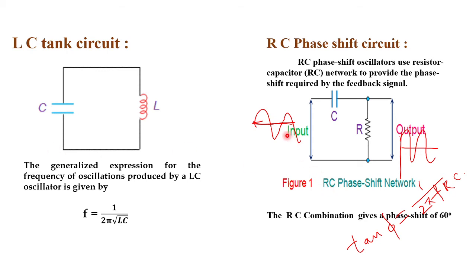This change in phase angle between input and output for a single RC network is 60 degrees. So how will you calculate this 60 degrees? By this equation, 1 upon 2 pi f RC, for a particular frequency.